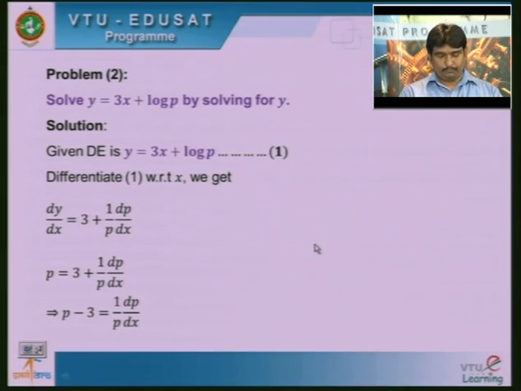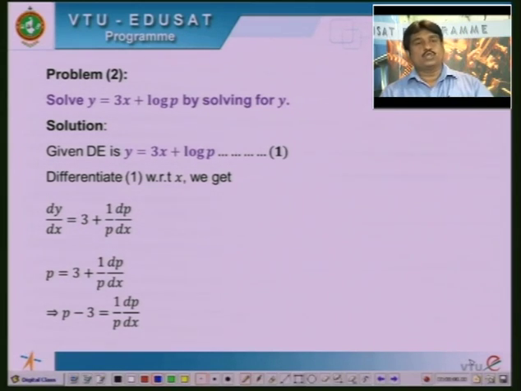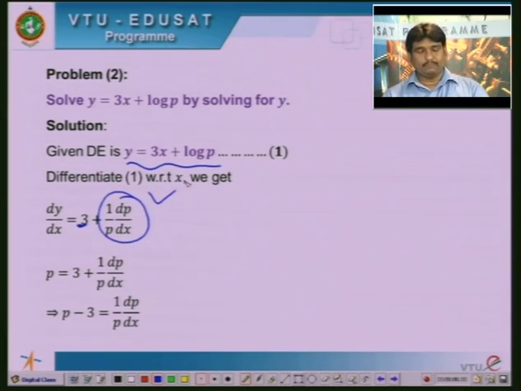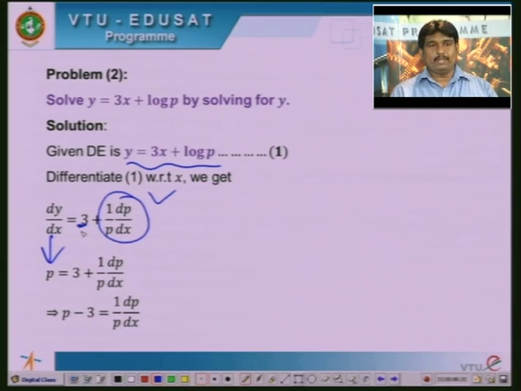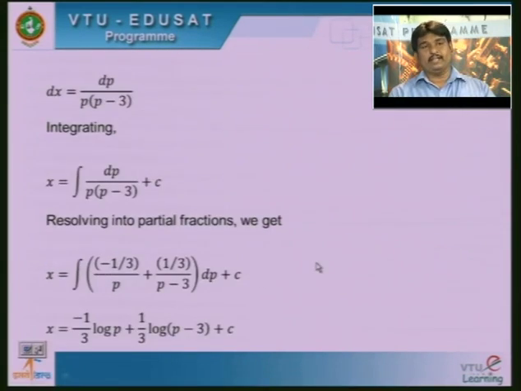Problem number 2. Solve y equals to 3x plus log p by solving for y. Given differential equation is y equals to 3x plus log p. Differentiate this with respect to x to get dy by dx equals to 3, derivative of 3x is 3, plus derivative of log p is 1 by p into dp by dx. Write dy by dx as p, equals to 3 plus 1 by p into dp by dx. Shift 3 to the LHS to get p minus 3 equals to 1 by p into dp by dx.